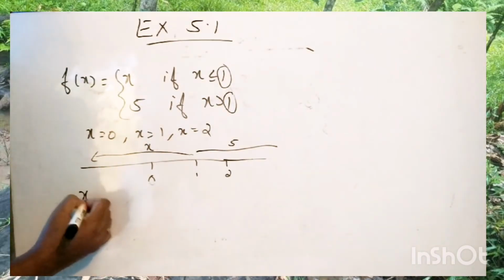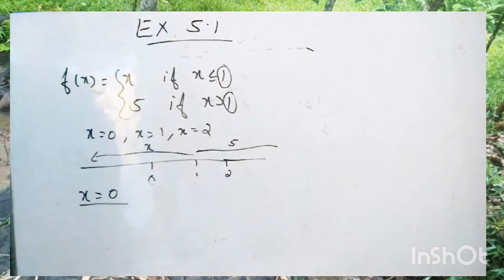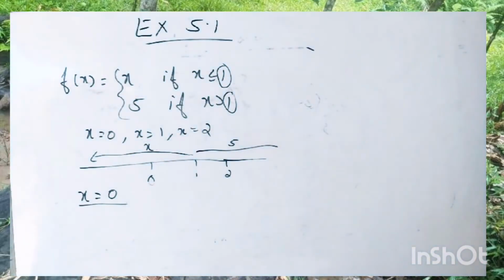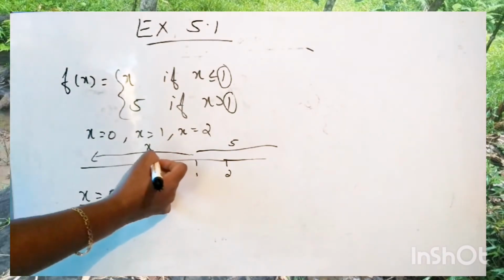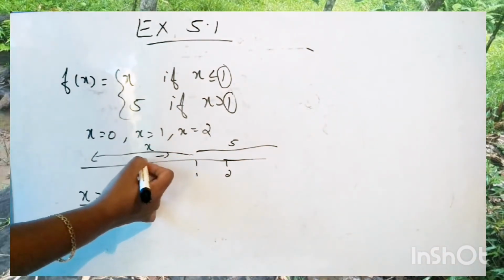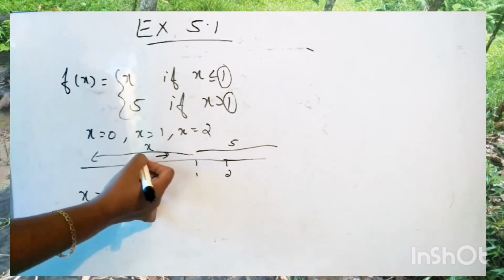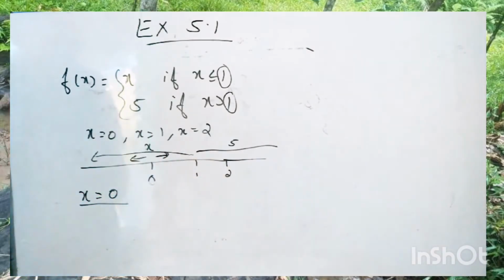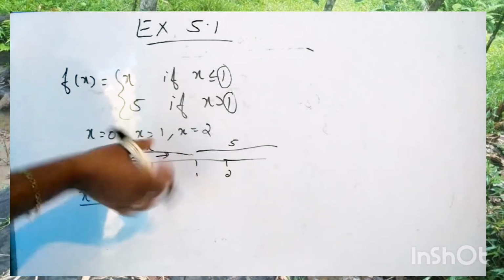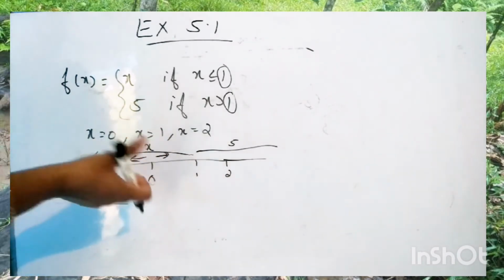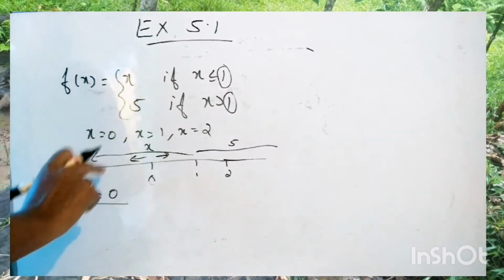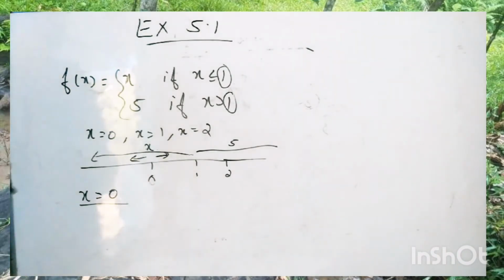Now consider x is equal to 0. We are going to check the continuity at x is equal to 0. Just take a close neighborhood. To the left and to the right of 0 we have only one function value that is x.